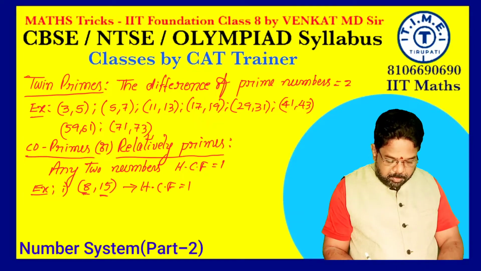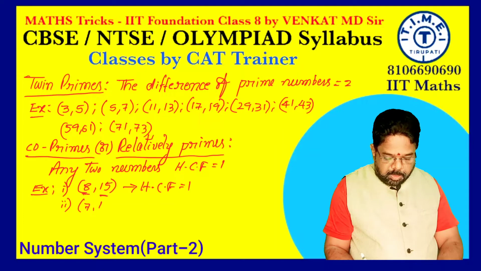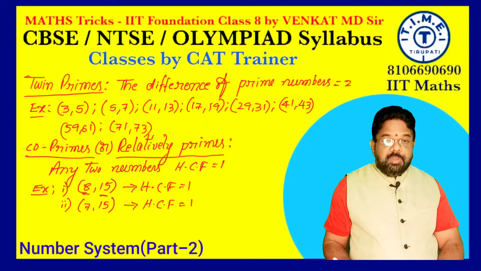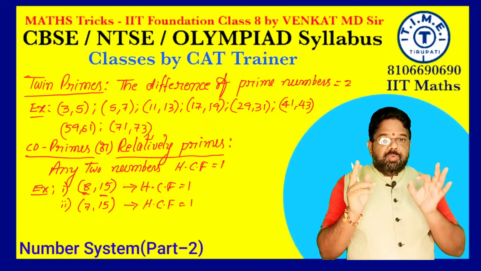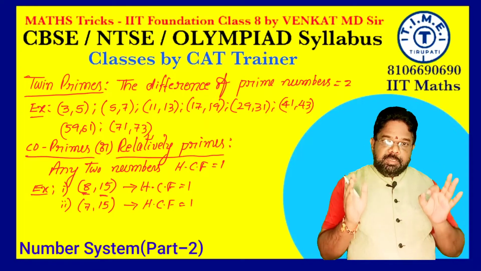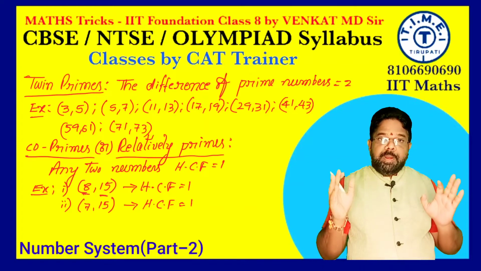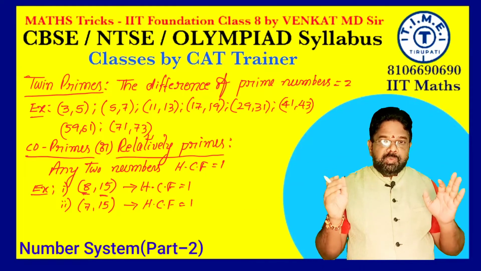Let it be another example, one prime number and another composite number, let it be 7, 15. Again here both the values are divisible by 1 only. So what is the HCF? 1. So HCF is 1. So the 7, 15 pair is also called co-primes or relatively primes to each other.